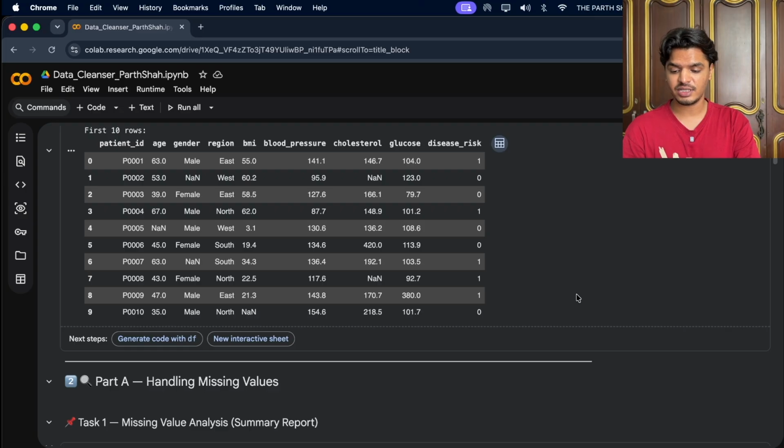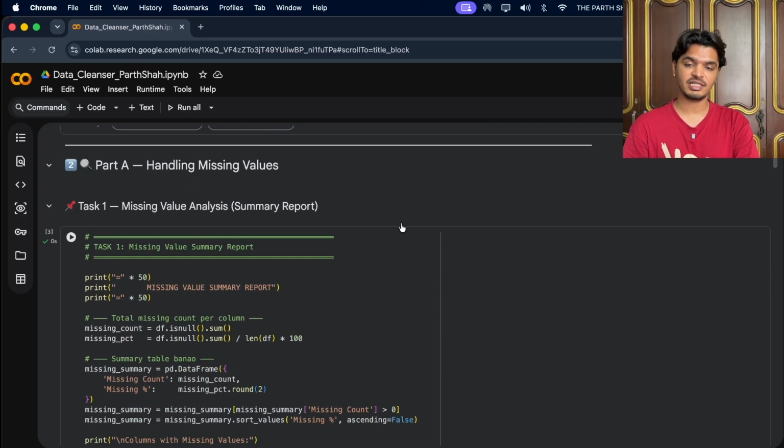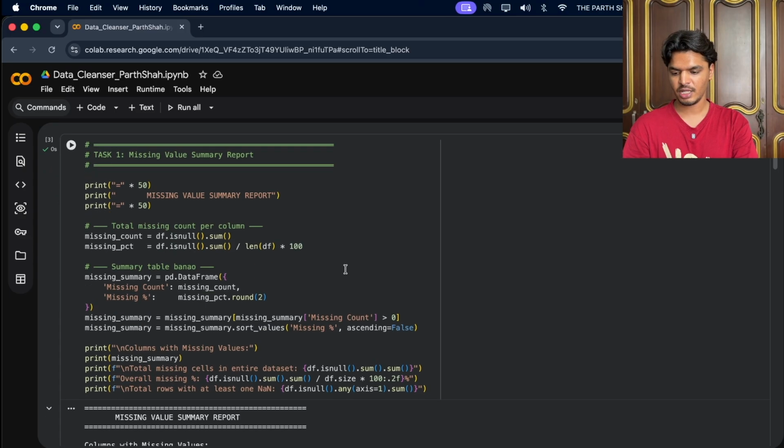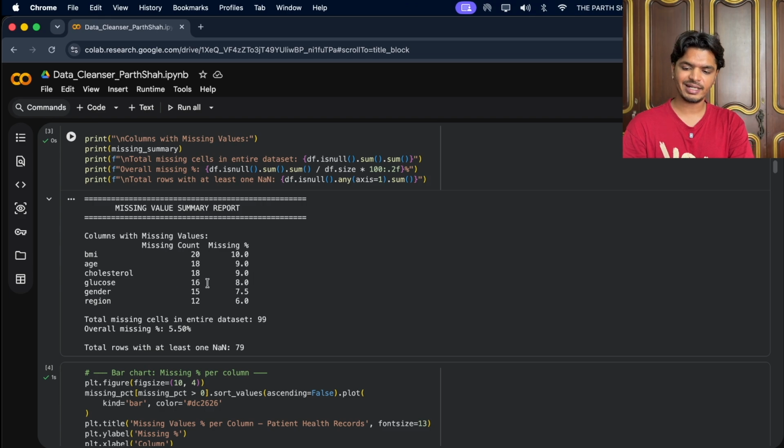Part A starts with task 1, understanding exactly where the missing values are. To calculate that, I used df.isnull().sum() to see the missing values in each column and then I calculated it in percentage. From this summary table, we can clearly see that the highest amount of missing values in terms of percentage is in BMI with 10%, followed by age at 9%, cholesterol at 9%, glucose at 8%, gender at 7.5% and region at 6%. Patient ID, blood pressure and disease risk have 0 missing values, exactly as designed.